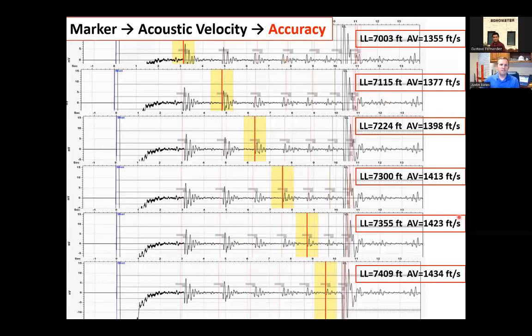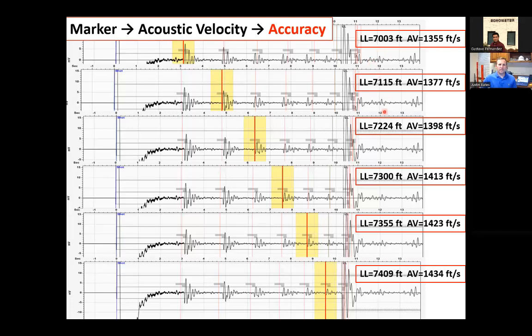Now, this is a great example of showing multiple acoustic traces and how the acoustic velocity changes as we continue to move further down the well. In example one, you can see that we utilized marker number one, which is gaslift valve number one. By utilizing marker number one, we took the average acoustic velocity from the beginning of the shot to the top marker, and our acoustic velocity was calculated at 1,355 feet per second, yielding a liquid level of 7,003 feet from surface.